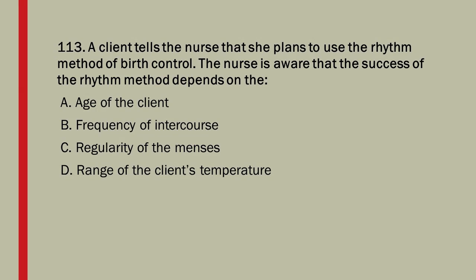113. A client tells the nurse that she plans to use the rhythm method of birth control. The nurse is aware that the success of the rhythm method depends on the: A. Age of the client. B. Frequency of intercourse. C. Regularity of the menses. D. Range of the client's temperature.